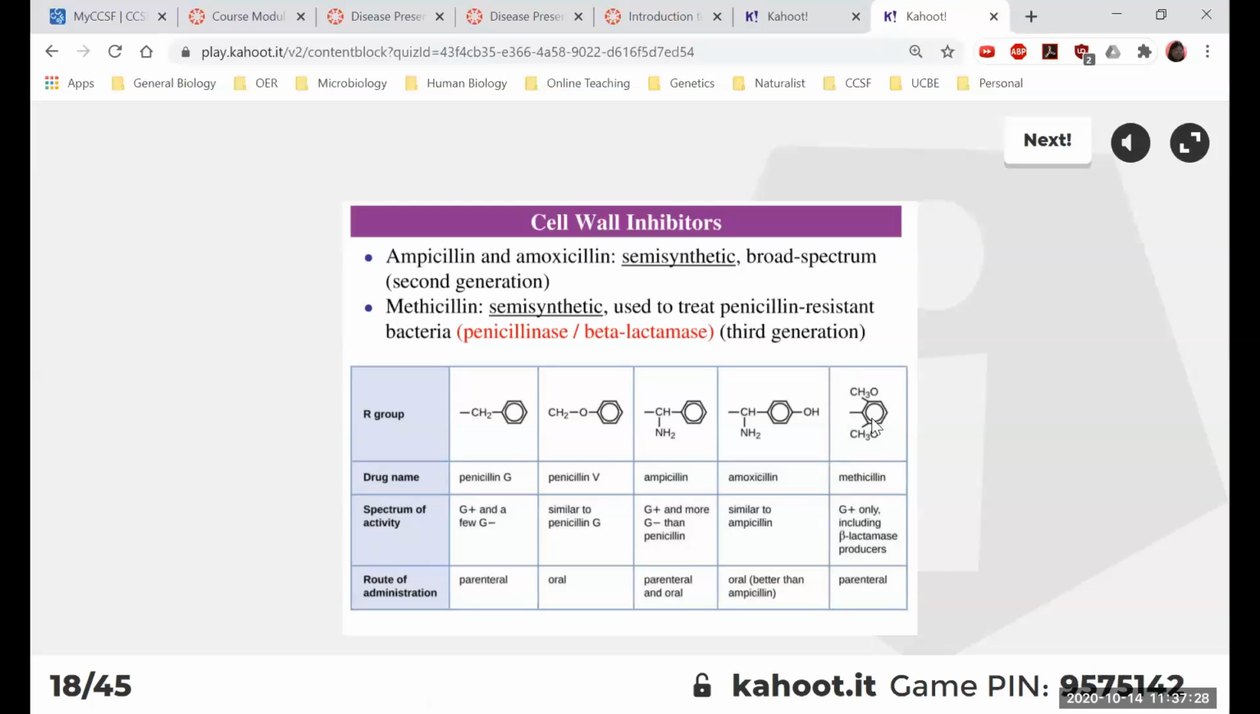But it is used for treating bacteria that are already resistant to penicillin. In terms of delivery, it's also injection. So it's actually the third generation.